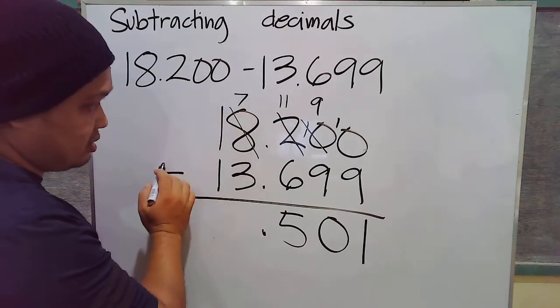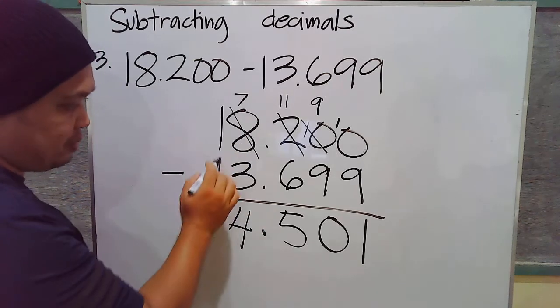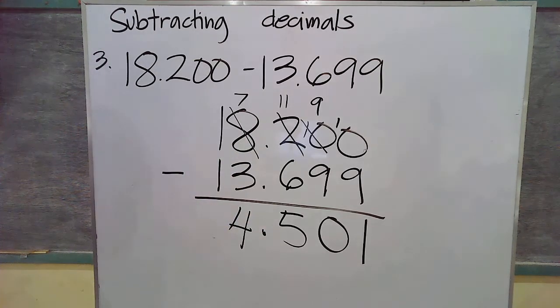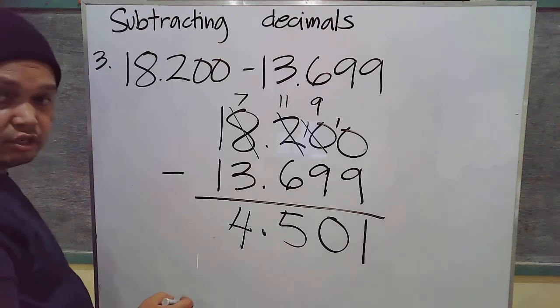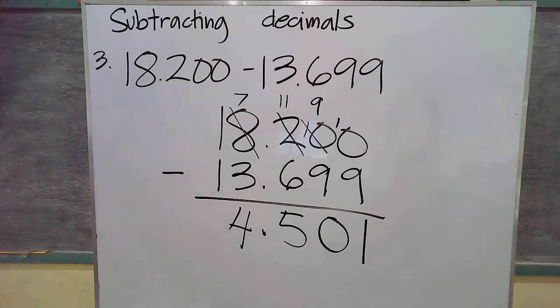Now 7 minus 3 is 4. And 1 minus 1 is 0. Okay? So our answer is 4.501. Let's have example number 4.